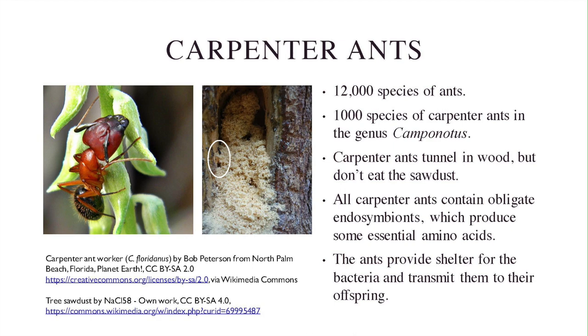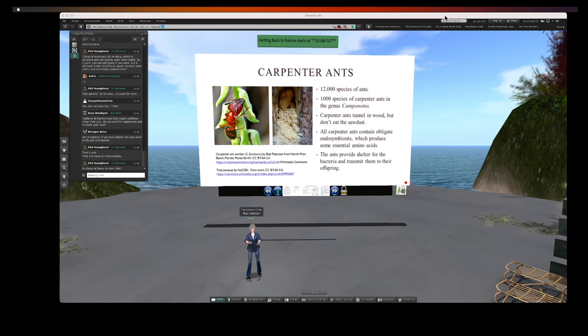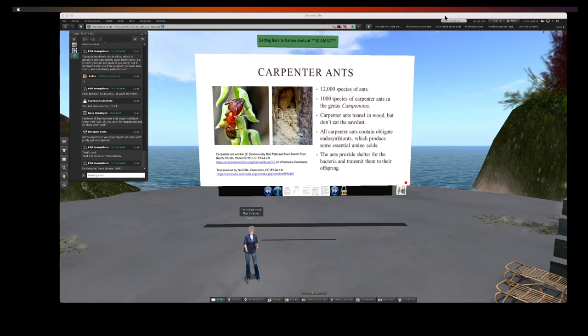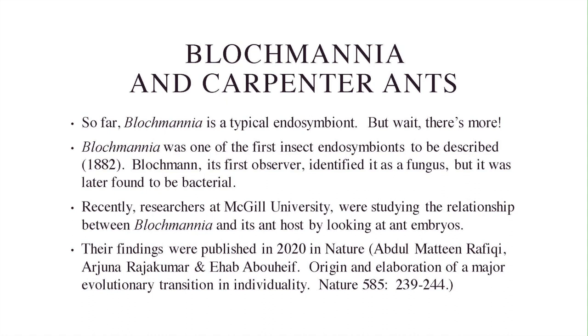Okay, so carpenter ants. There are about 12,000 species of ants, and a little over 1,000 of them are carpenter ants in the genus Camponotus. These carpenter ants live in tunnels that they make in wood, but unlike termites, they don't eat the sawdust. So they just leave the sawdust. And they all have these obligate endosymbionts, which produce some essential amino acids for them. So the ants provide shelter for the bacteria, and then they also transmit the bacteria to their offspring. So they're fairly typical endosymbionts in that respect, but there are a few other things that make them strange.